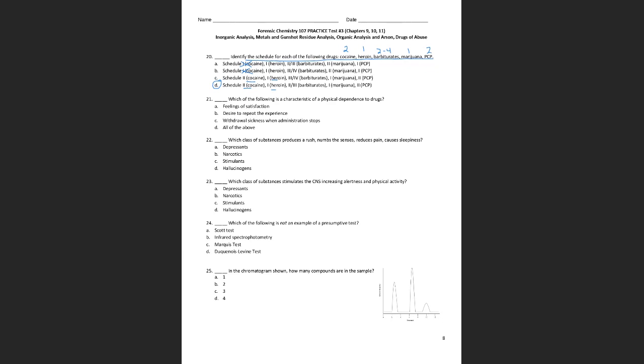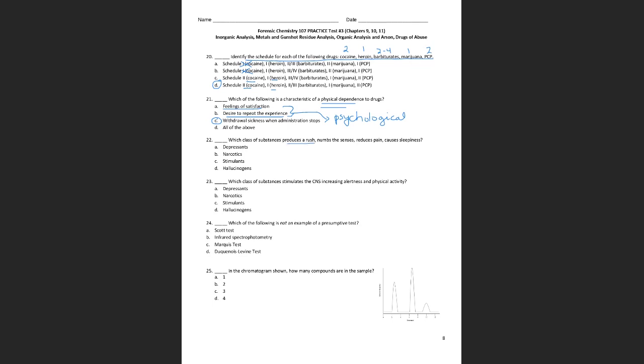Questions? Which of the following is a characteristic of a physical dependence? When you're physically dependent, you definitely get withdrawal sickness when you stop taking it. And if you had a psychological dependence, that's more where you enjoy the experience, so you want to keep repeating it. So you get satisfaction and you want to keep repeating it. Those are both signs of a psychological dependence on a drug.